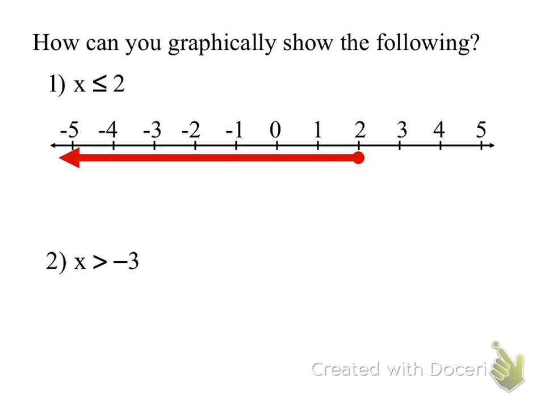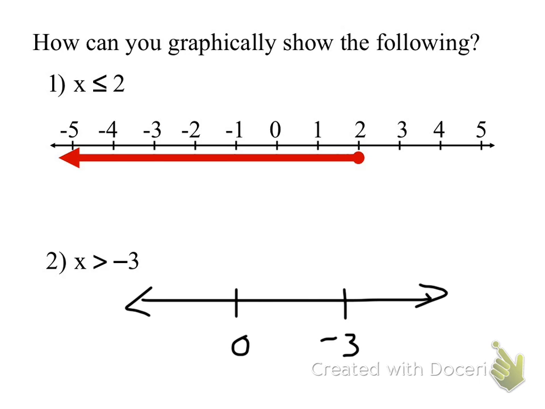Next one. X is greater than -3. What numbers do I need on my number line? What numbers do I need, David? 0, I need a 0 and a -3. Does -3 go over here and 0 goes here? No, that's not the order on the number line. I got to put it in the order. I want to know if you know where -3 is. -3 is a little bit to the left of 0.